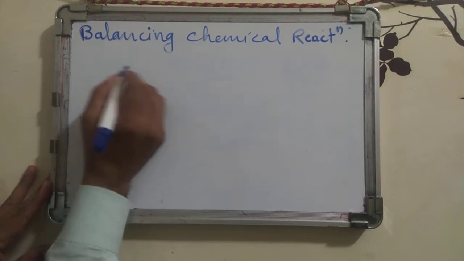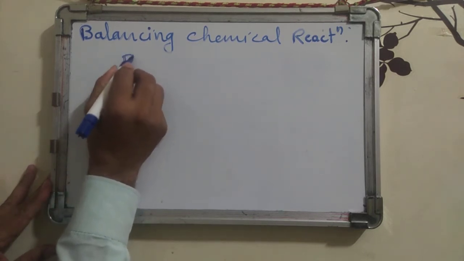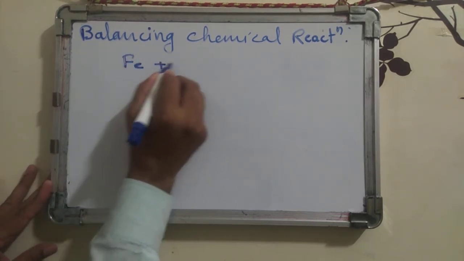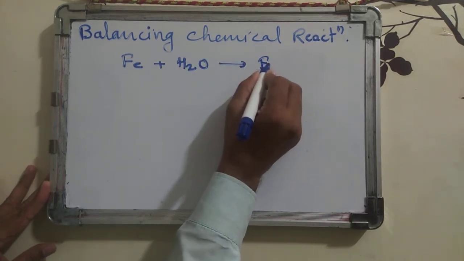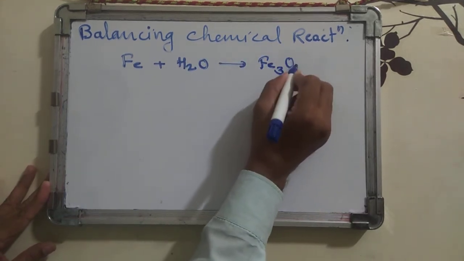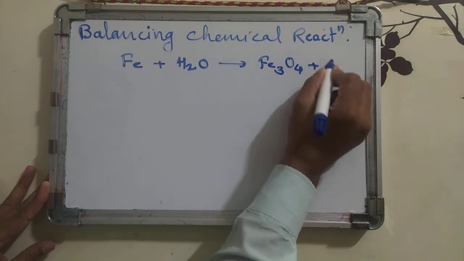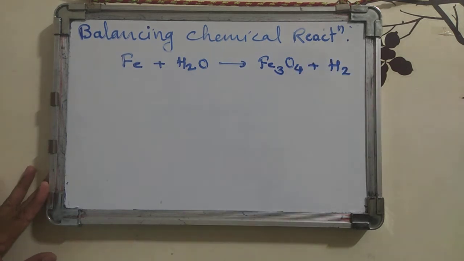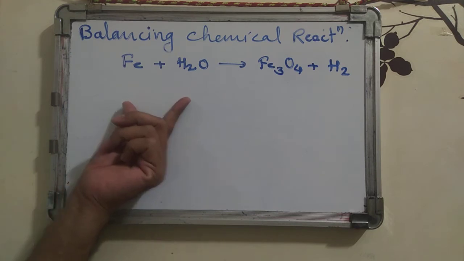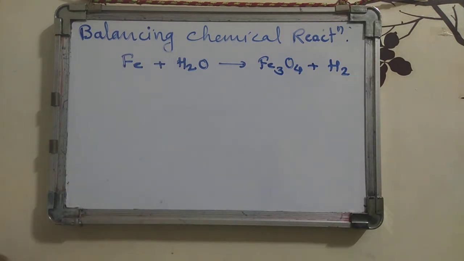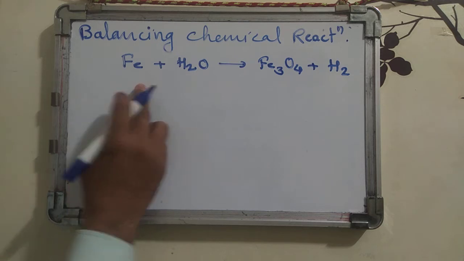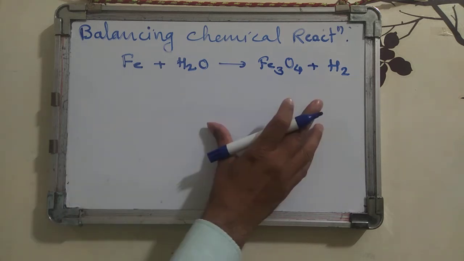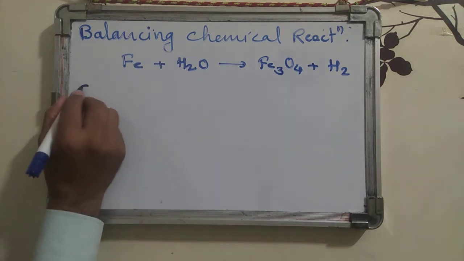Now see the example: if you take iron, Fe, plus H2O, it gives Fe3O4 plus H2. This is the given reaction. The left hand side and the right hand side of the reaction are not balanced. Balancing is what? The number of atoms present on the left hand side and on the right hand side must be equal. Now let's see step 1.